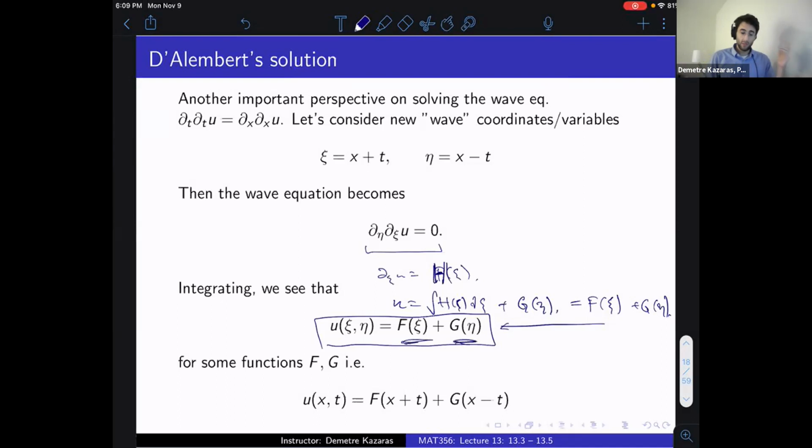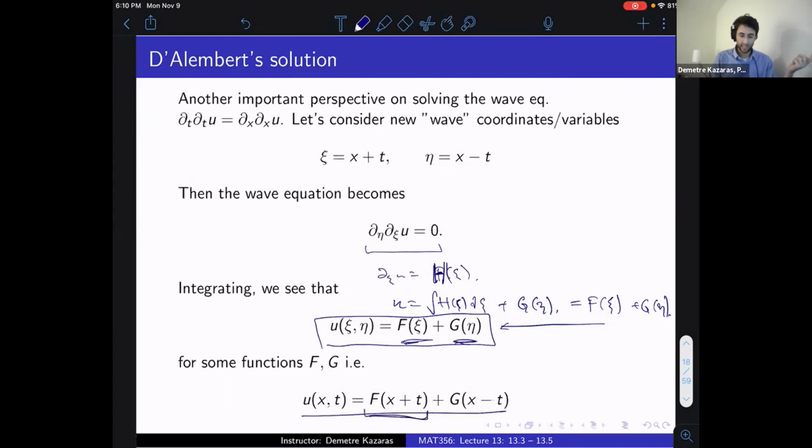So, wow, this looks a lot simpler. We practically solved the heat equation very simply. It's just the sum, one function of xi plus another function of eta. And then if we unravel the change of coordinates in xi and eta, we could just rewrite the u as a function of x and t.